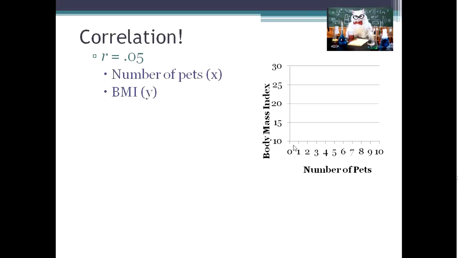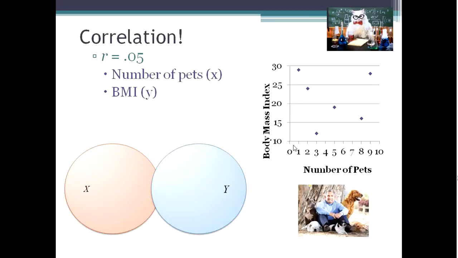In contrast, if we looked at the BMI versus number of pets, there's very, very little overlap. The things that influence how many pets you have and the things that influence your BMI are completely separate. They're unrelated. And so there's very, very little overlap. So our correlation is very low. It's very close to 0. So generally speaking, the stronger the correlation, the closer it's going to be to -1 or +1. The weaker the correlation, or the weaker the overlap, or the weaker the relationship, the closer it's going to be to 0.